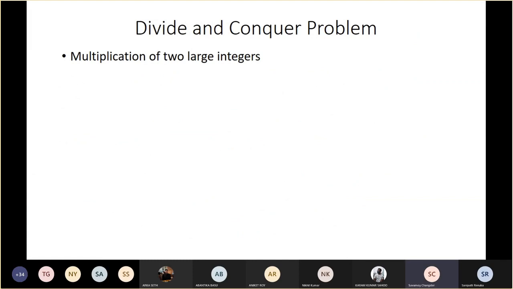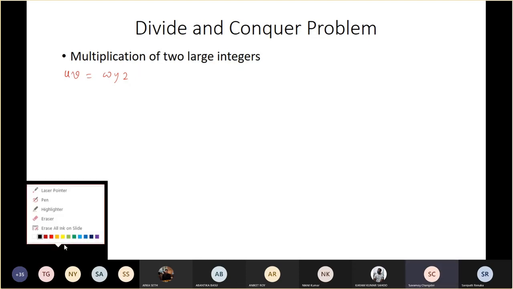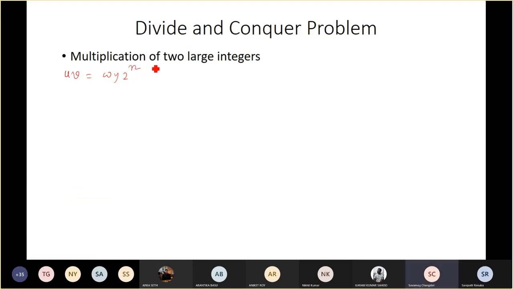So let us first analyze the property of the multiplication. So what we have is uv equals wy times 2 to the power n, plus wz plus xy times 2 to the power n by 2, plus x into z. So here we require 4 multiplications.